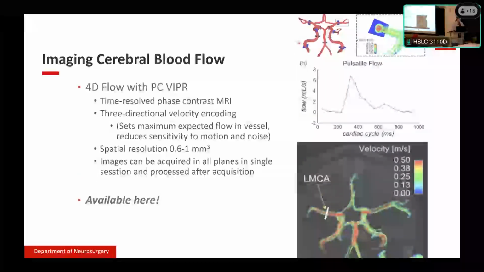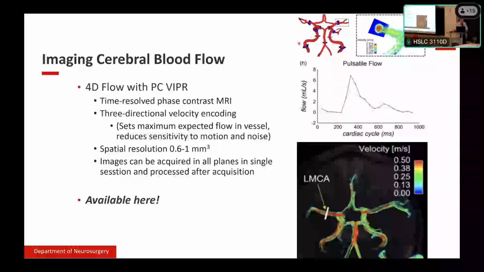This is 4D flow with PC VIPR. So this is time-resolved phase contrast MRI. It's three-directional velocity encoding, so three-directional VENC, which is important because that sets the maximum expected flow in a vessel and allows you to reduce sensitivity to noise and motion in the patient. The spatial resolution is excellent here, and images can be acquired in all planes in a single session and processed after acquisition, which is great. So in case you find an artery that you didn't initially measure the blood flow on, you can go back and always get that information.